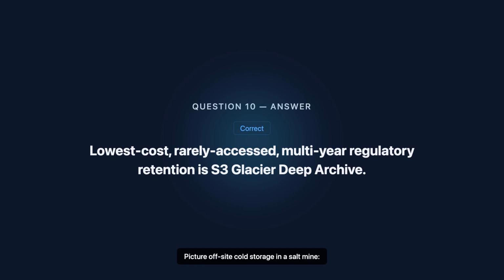Picture offsite cold storage in a salt mine. Dirt cheap to keep boxes there for a decade, but it takes hours to drive out and retrieve one. That's exactly right for records you must keep but almost never open.